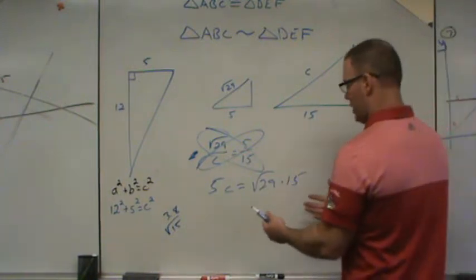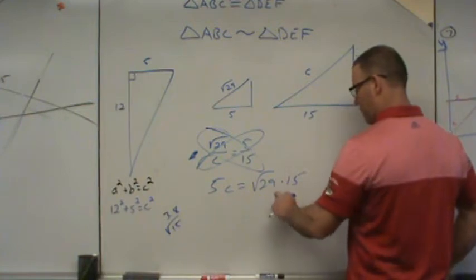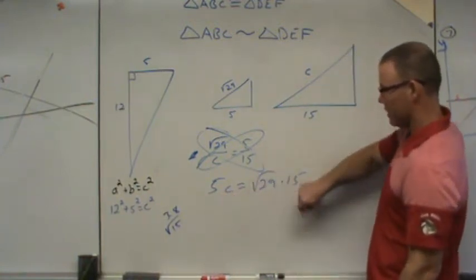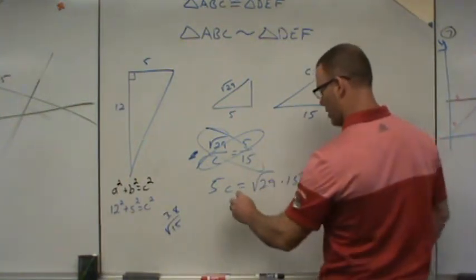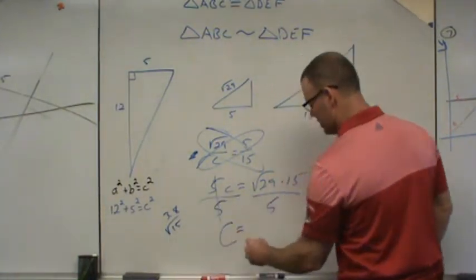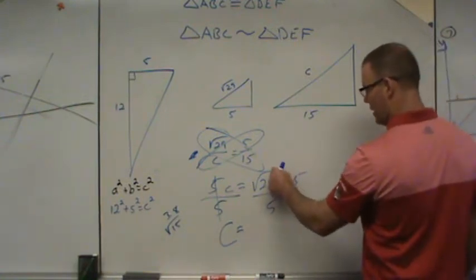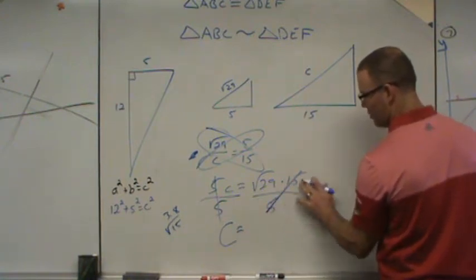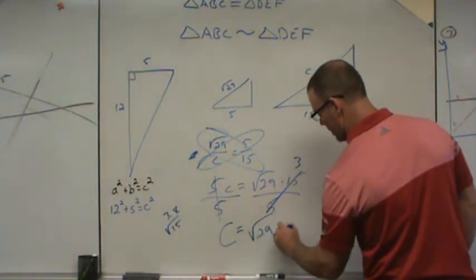A lot of people didn't want to do anything because they're intimidated by the square root of 29. Well, think about it. If I get to here, what's the next step? The next step is to divide by 5, and c gets by itself. Well, why do I want to multiply this and divide by 5 when I can make things easier on myself and reduce 5 and 15 and get 3? And I get the square root of 29 times 3.